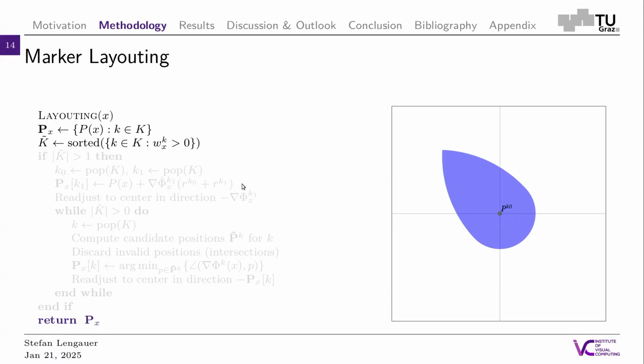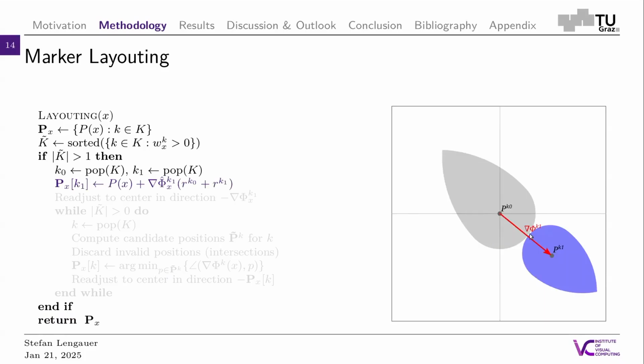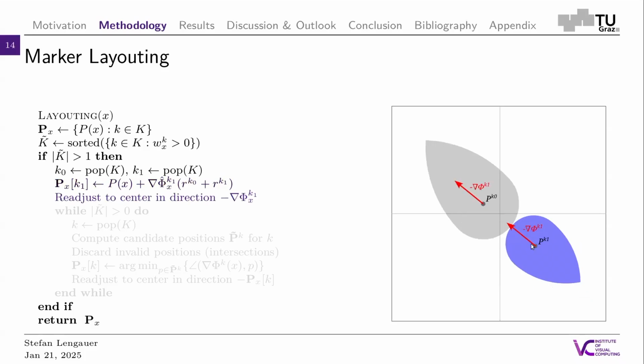So we need to do some collision avoidance or uncolliding. If you have more than one component, we take the second component. This is the smaller droplet here, which you can see. So it's pk1. And we move it in the direction of its respective potential field for an amount which amounts to the combined radii of both droplets, so that they are touching but not intersecting. And finally, we do a small readjustment in the direction of the center. Okay, so this works for two components.